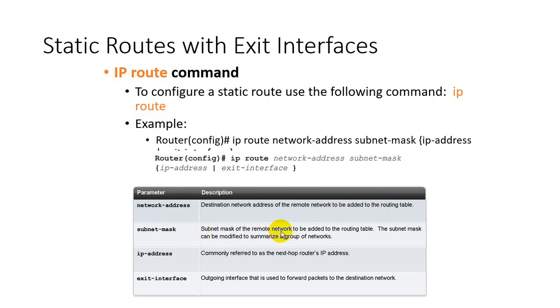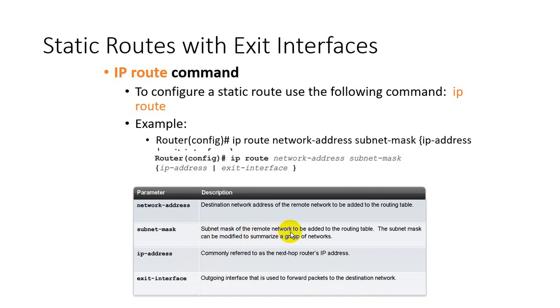Subnet mask of the remote network to be added to the routing table. The subnet mask can be modified to summarize a group of networks. Commonly, this is the next hop router's IP address. Outgoing interface that is used to forward packets to the destination network. This is the exiting interface, meaning the outgoing interface of that router.